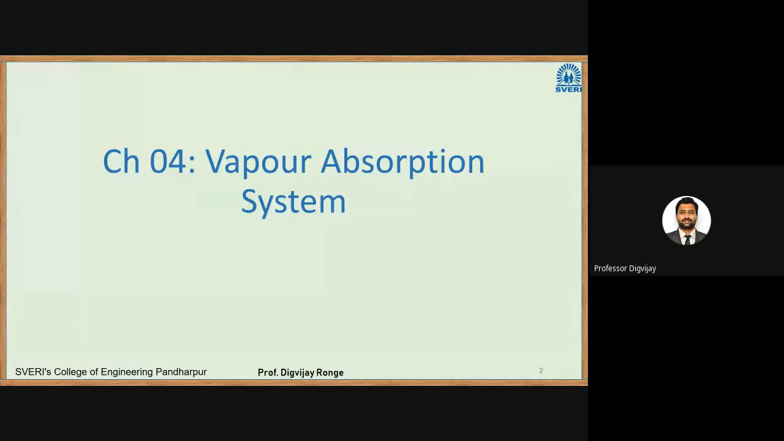So there are two systems majorly involved. One is VCRS, the vapor compression refrigeration system, and another is VARS, the vapor absorption refrigeration system. Whenever you study refrigeration systems, these two things will come, VCRS and VARS.